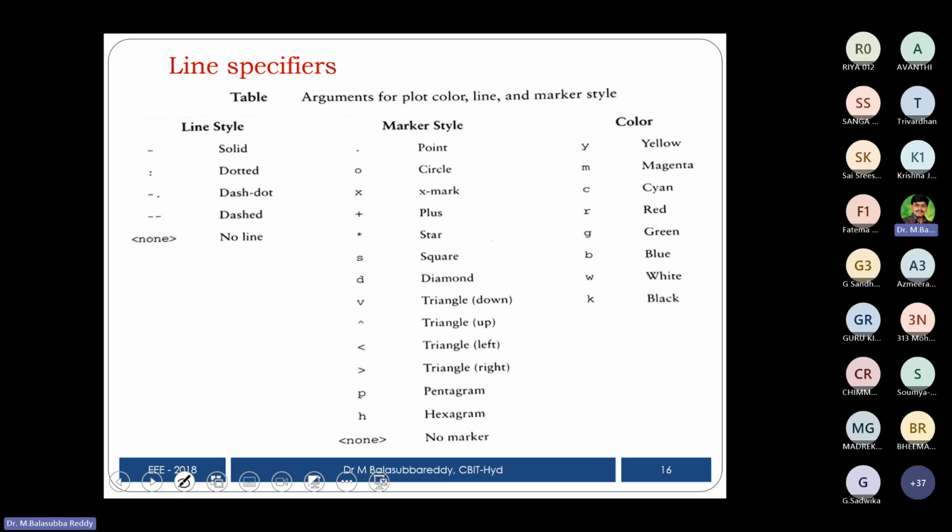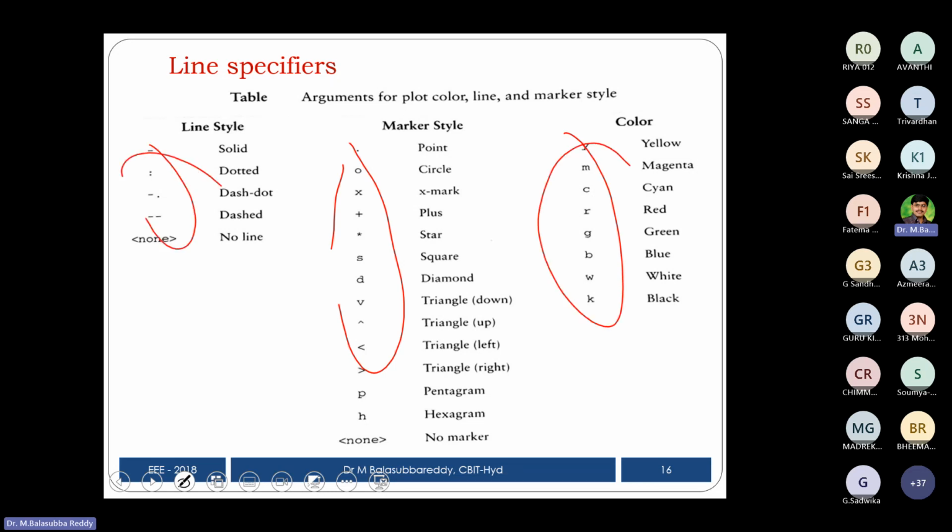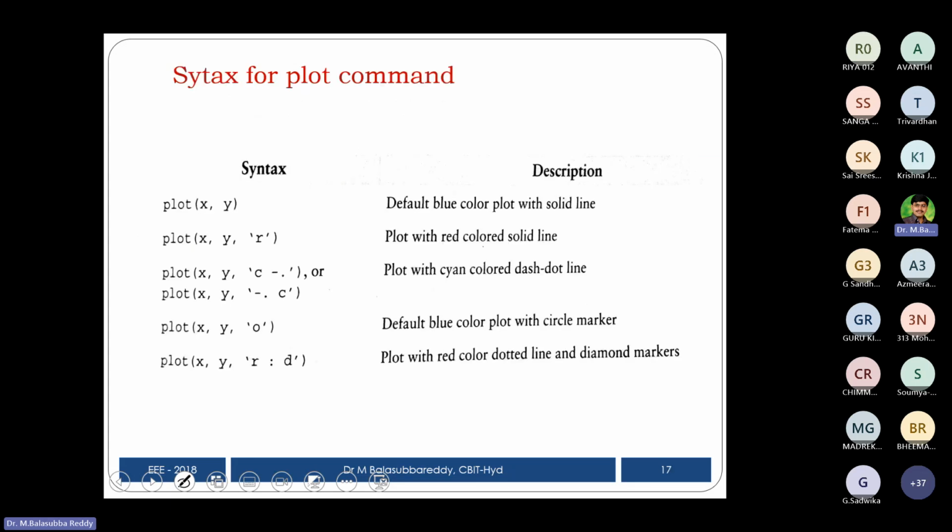These are the features as I discussed: marker style, color, and line style. You can give it like this, and we can represent these things. Now plot x comma y, plot x comma y r, and c dot. Now we can see what the result of this is.